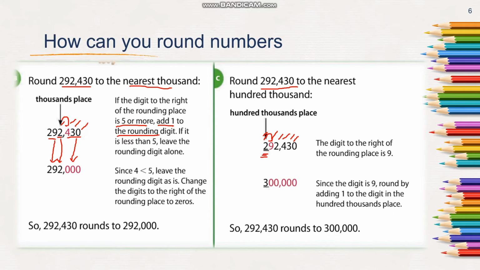Why? Because what is the rule? If the digit to the right of the rounding place is 5 or more, when we say 5 or more, means 5, 6, 7, 8, 9. We need to add 1 more, okay, to the rounding digit. So we just simply add 1 to 2 because it is followed by 9 and the rest of the digits become 0. That's why the answer is 300,000.